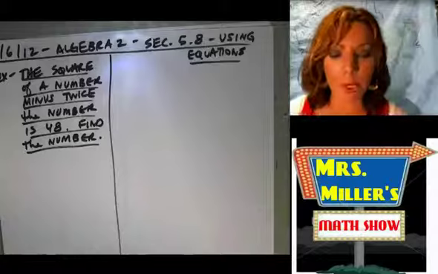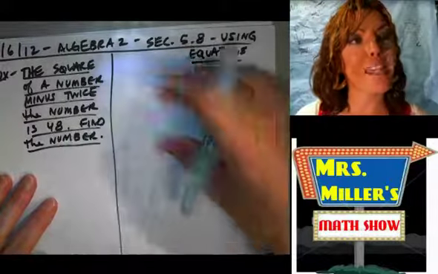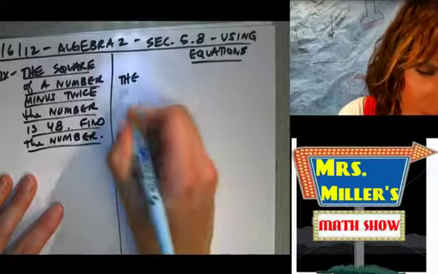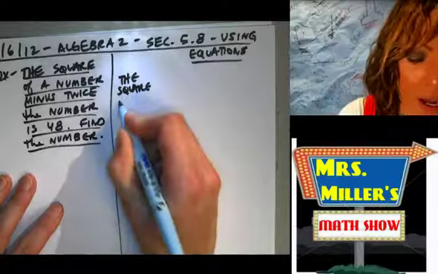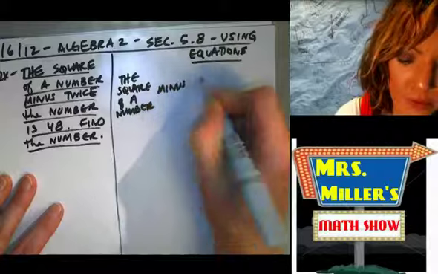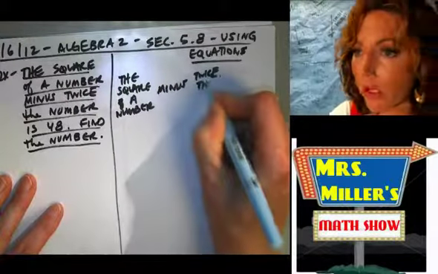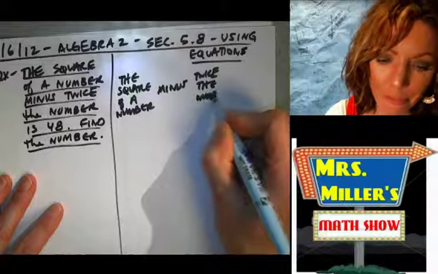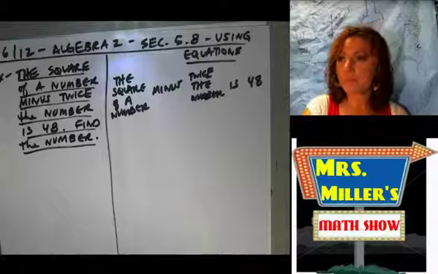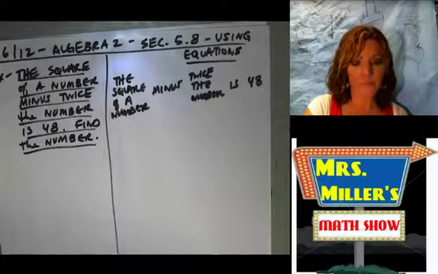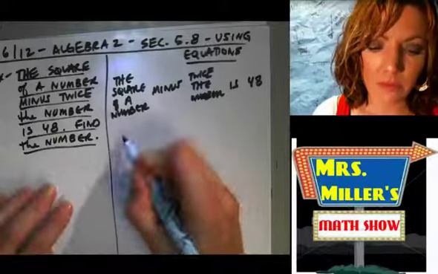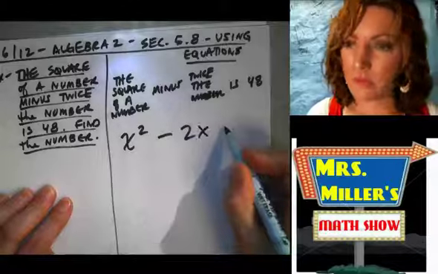All right, here we go. The square of a number minus twice the number is 48. I'm going to write this out very strategically on this side of the paper. So the square of a number minus twice the number is 48. Go ahead, I just wanted to say how you write it. X squared minus 2x equals 48.